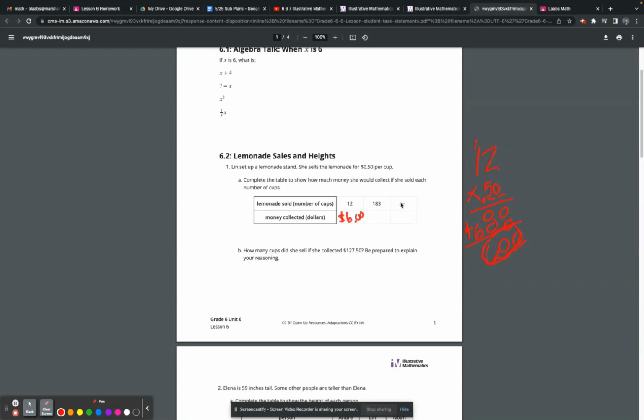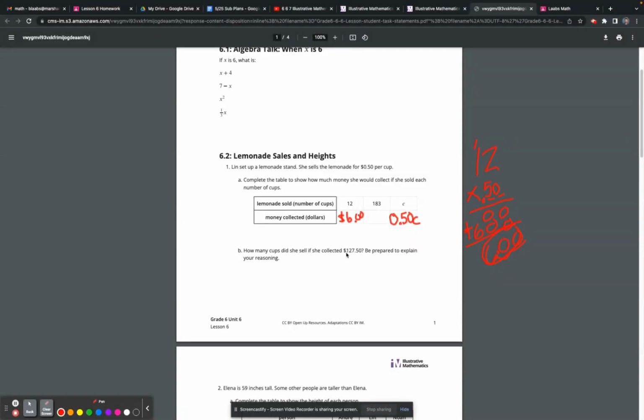So the answer for that is just going to be the equation that you would use if you replaced C with a certain number of cups, like we did here with 12 and 183. So your answer there is just going to be the amount per cup, 50 cents, and then we're going to put a C next to it because that means times C. So the amount would be 50 cents C, and that's your answer. You could then use that to replace C with any number of cups, and that is going to give you the total amount of money she collected.